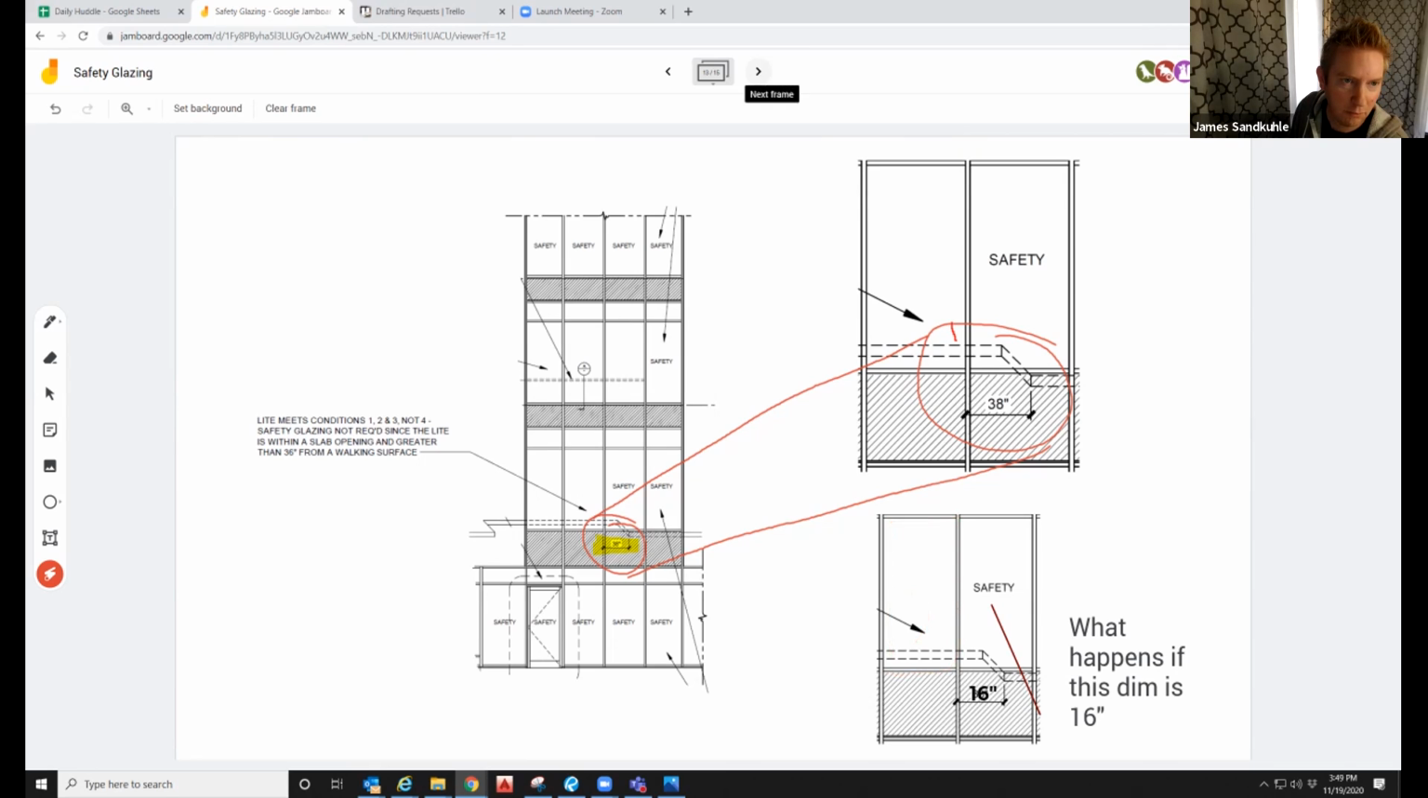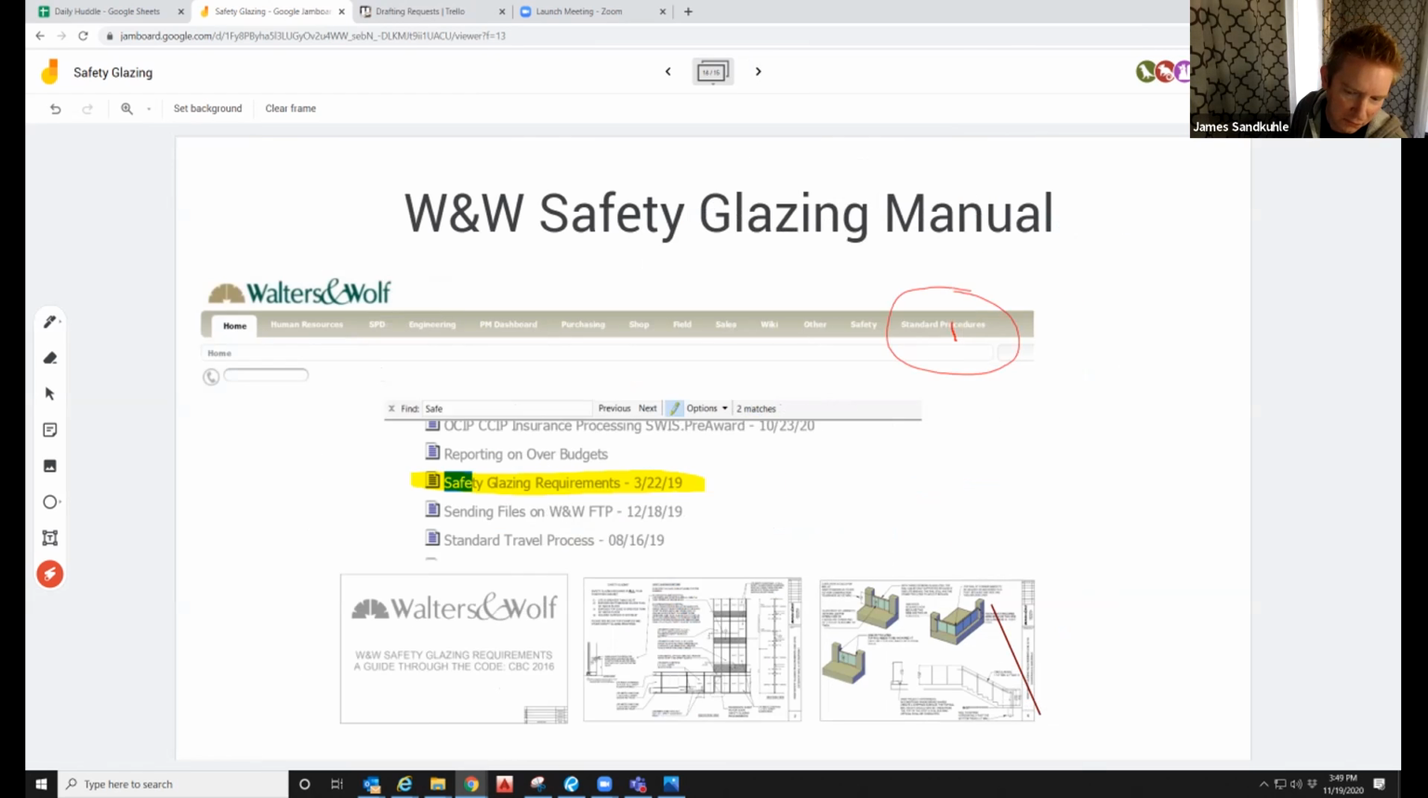All right, moving on to slide 14. Oh, so we're getting to the end. If you have not seen the Walters and Wolf Safety Glazing Manual, go to the portal, go to Standard Procedures, it's in the general category, or just do a Control F and start typing "safe." There are only 2 matches that have the word safe in it. You can toggle through and you'll find safety glazing requirements. That's where you'll get this cool document.